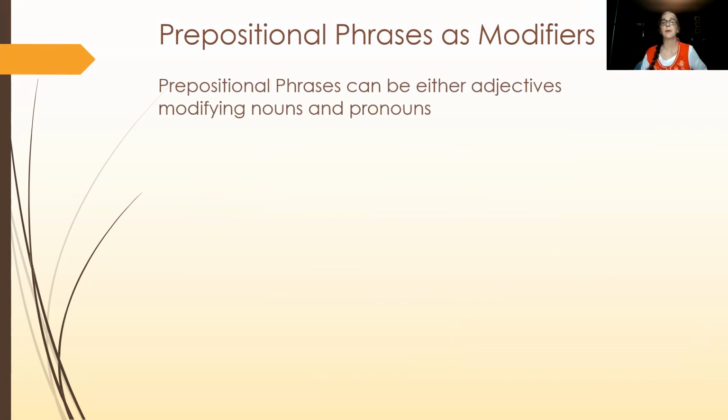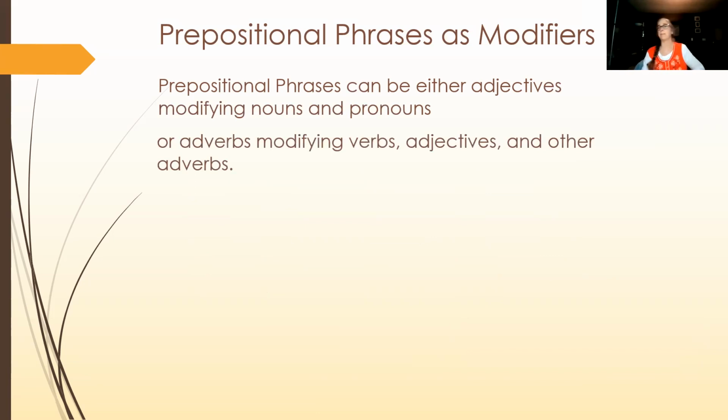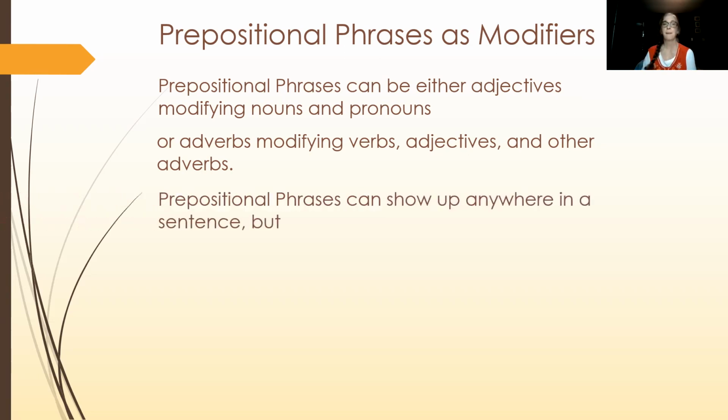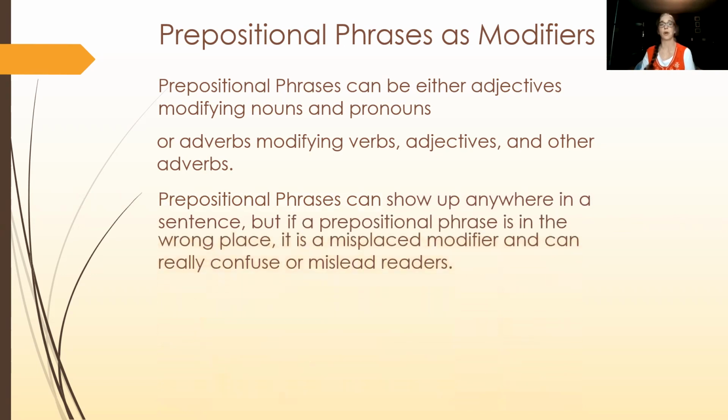Prepositional phrases can be either adjectives modifying nouns or pronouns, or adverbs. Now, our verbal phrases can't be adverbs. They can do a lot of things, but none of them are adverbs. Your infinitive, your present participle, your past participle, they are never adverbs. They'll be adjectives. Sometimes they can be nouns, right? But they're never going to be adverbs. Prepositional phrases can either be adjectives or adverbs. And prepositional phrases can show up anywhere in your sentence, anywhere. But if a prepositional phrase is in the wrong place, it is a misplaced modifier and can really confuse or mislead readers. Let's see how that works.